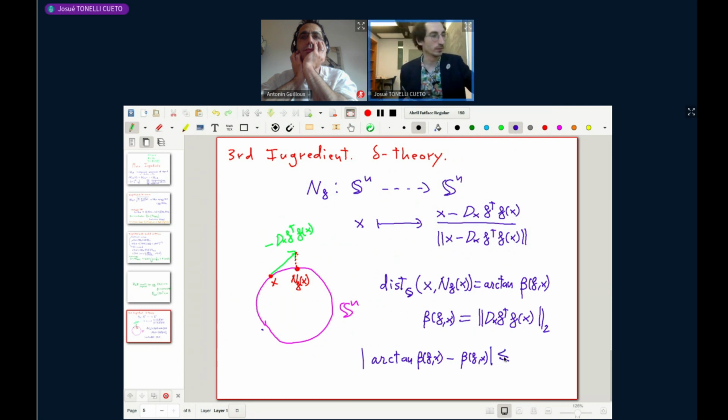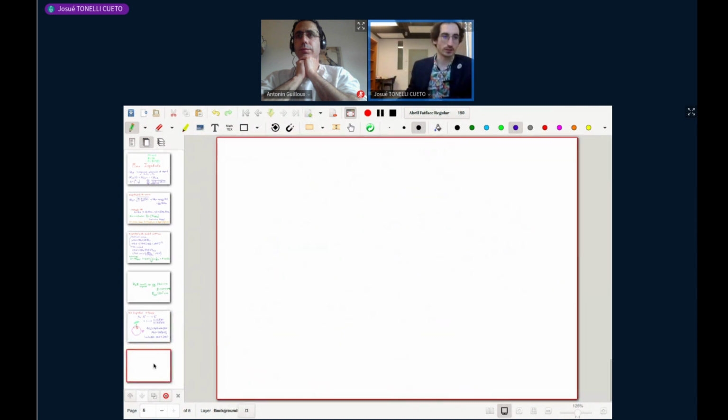is less or equal than 1/3 beta fx to the cube. So if beta fx is small, more or less the arctangent and the other one are similar to a very high degree, because beta fx is a very good approximation of the arctangent. Okay, but that's just a technical thing.